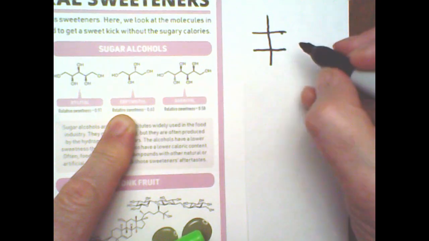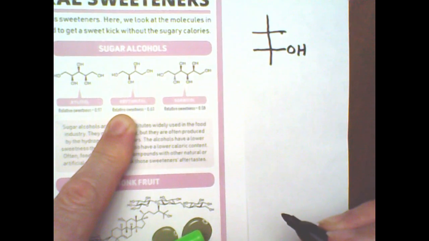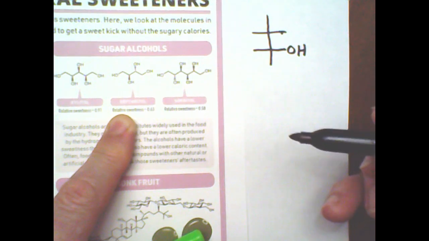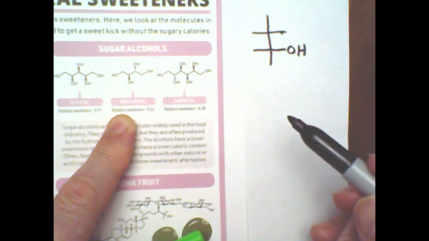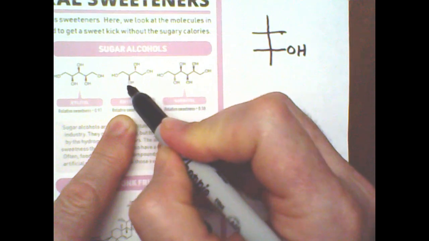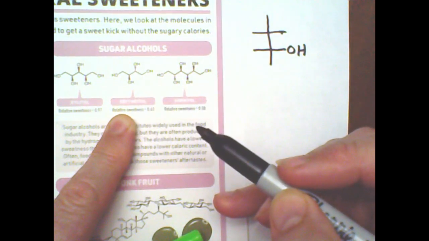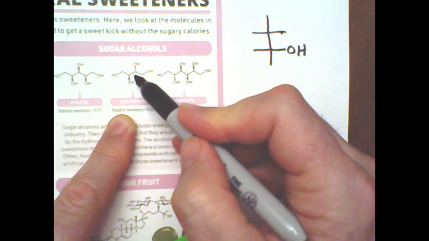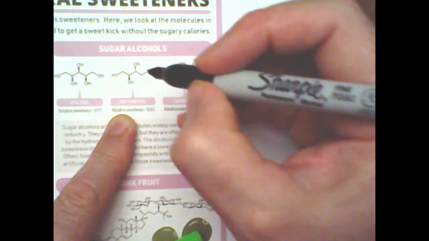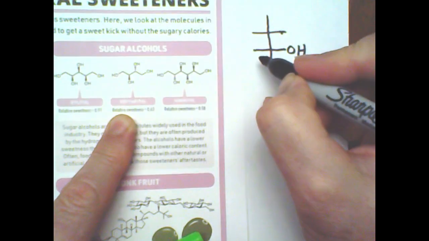Now, as a naturally occurring sugar, it's going to have the OH on the right. That's going to be an OH coming out towards us, which will actually correspond to this OH here, I believe. H would be towards us in this diagram.